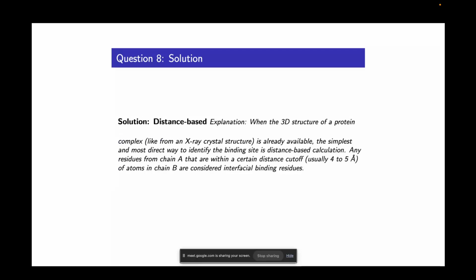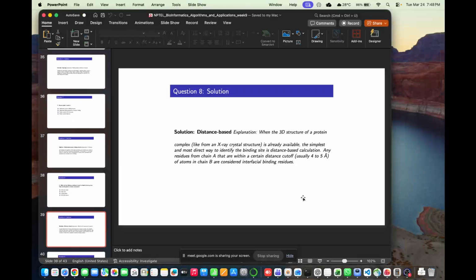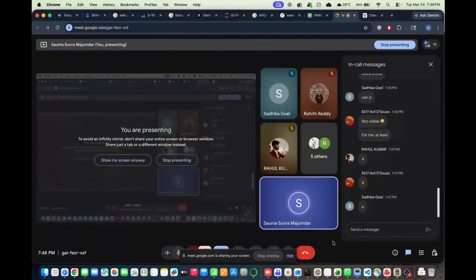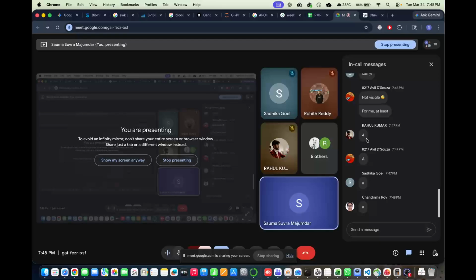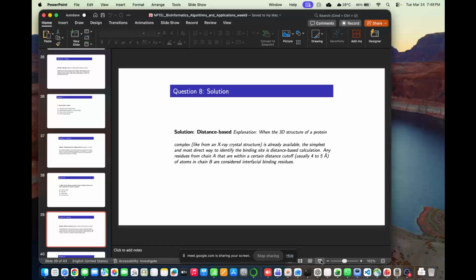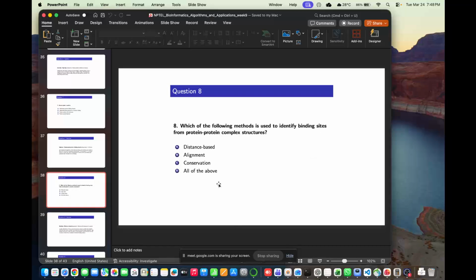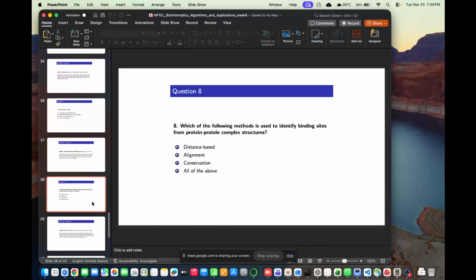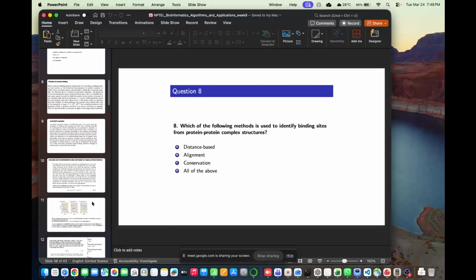Okay. The answer, somebody I think wrote, yeah, all of the above is certainly not the answer. The answer is basically distance based. So you use a distance based metric, which is the, let me go back here, the Euclidean distance.